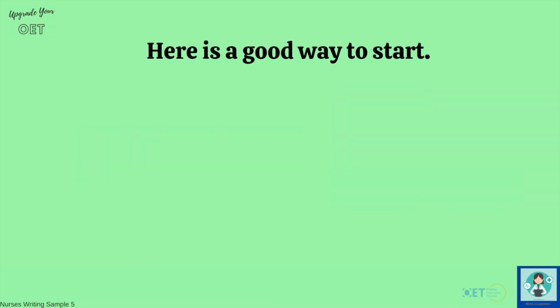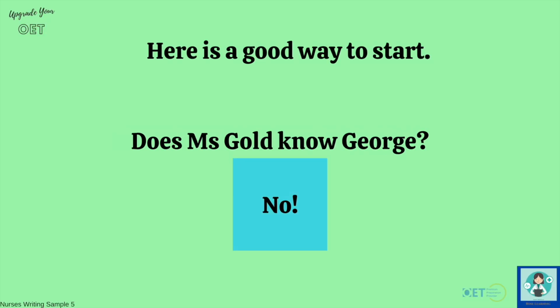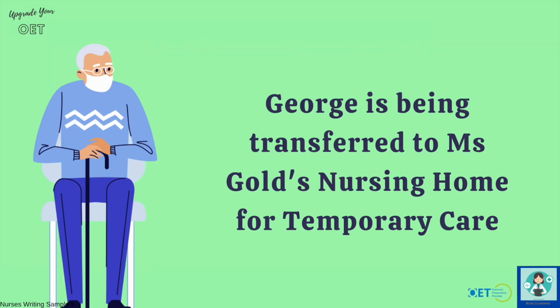Now, my top tip for you is to think about this question in order to start. It's a really simple question, and it is, does Miss Gold know George? Does the reader know your patient? Because that will help you pick out all this information. In this case, no, Miss Gold doesn't know George. Remember, he's this active elderly gentleman who lives in his own flat in a block of flats. He doesn't live in this nursing home. So remember, he's being transferred to this nursing home for temporary care following a hospital stay with you.